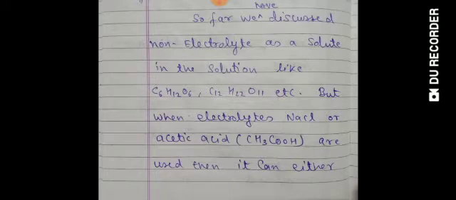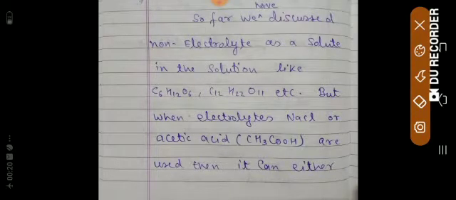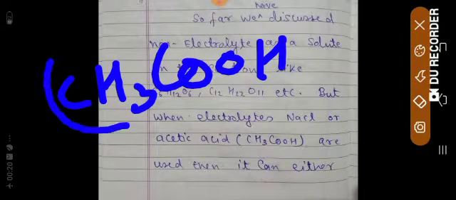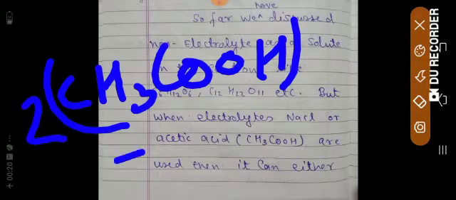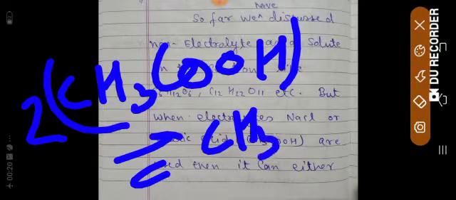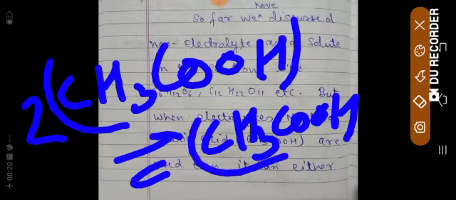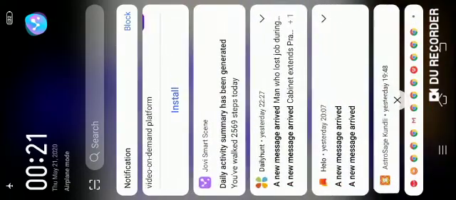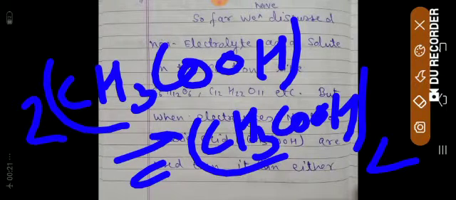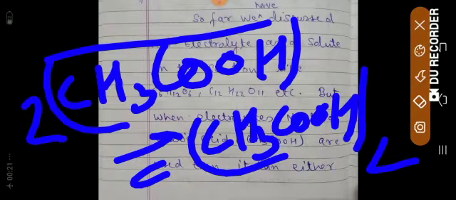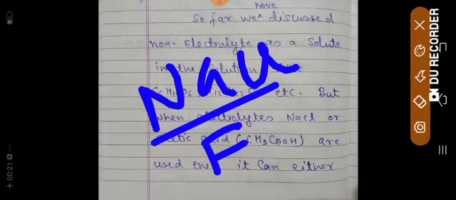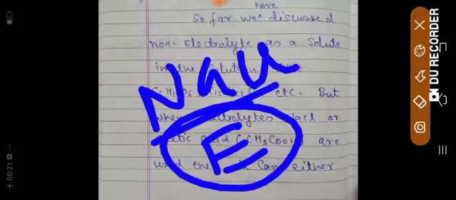Another example I am going to show you. Suppose I take acetic acid. Acetic acid is an organic compound you know from 10th class. This associates 2 molecules and forms a dimer. Dimer is this one, these 2 molecules together. So the substance gets associated, like acetic acid, as well as dissociated like NaCl. So these 2 things are examples of electrolytes.